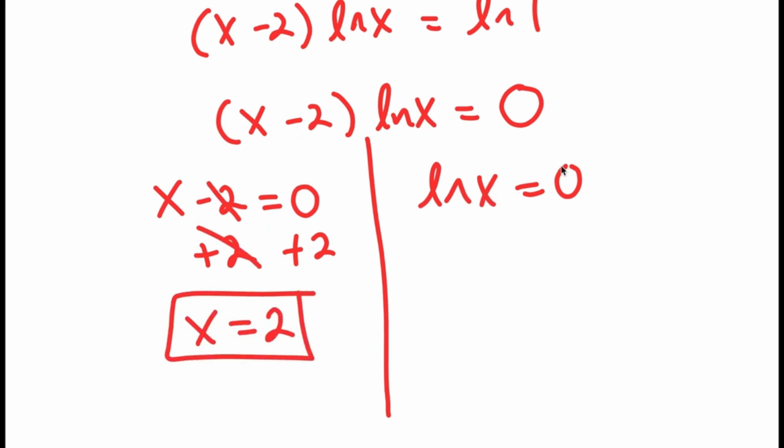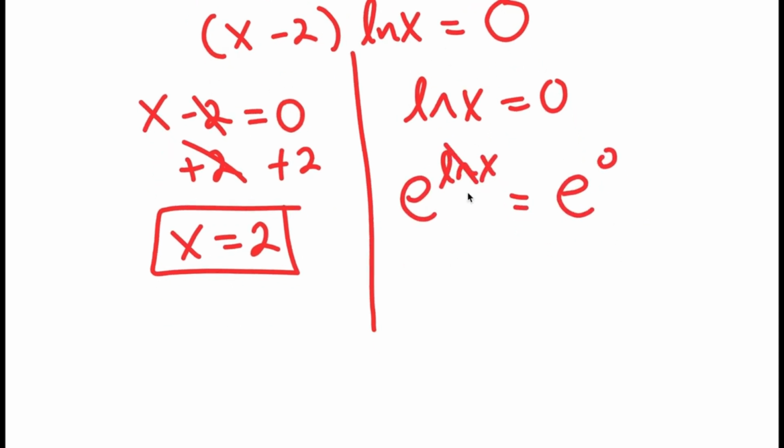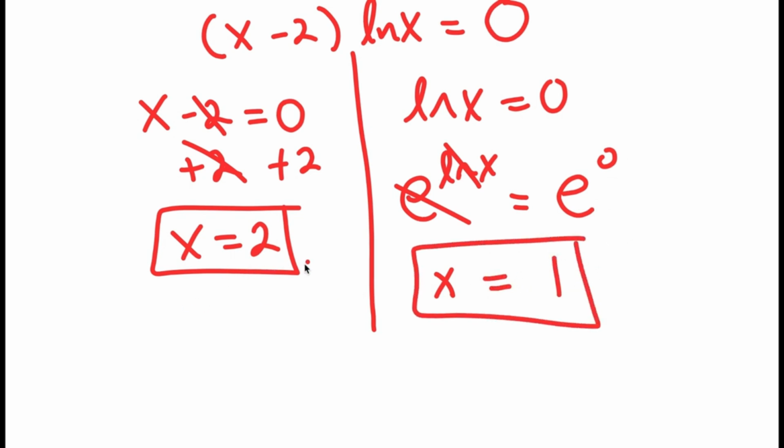And for ln x equals 0, to solve this, I'm going to take e to the power of both sides. So I get e to the power of ln x is equal to e to the power of 0. E and ln cancel out, so I get x is equal to e to the power of 0, which is 1. So my two solutions to this equation are x equals 2 and x equals 1.